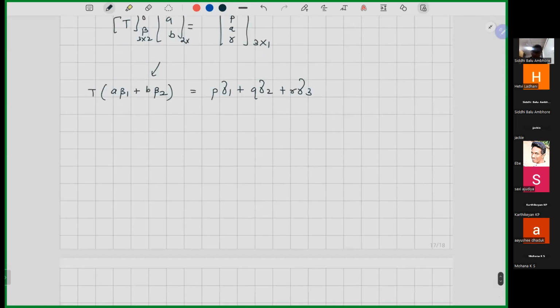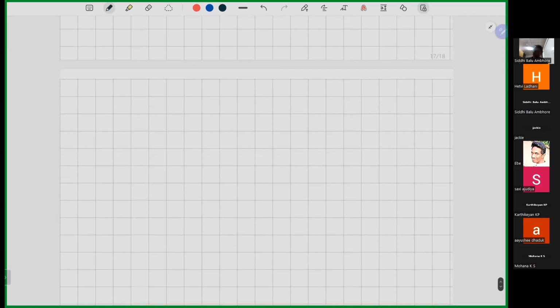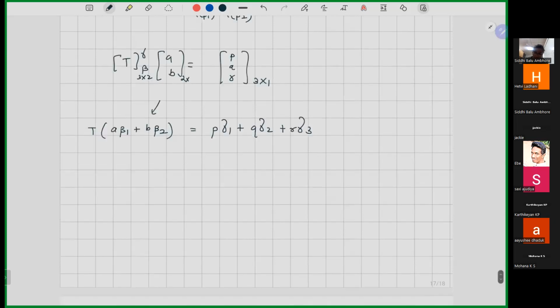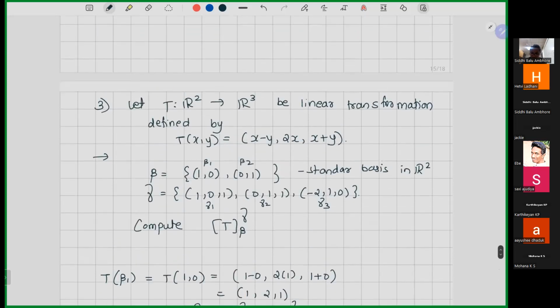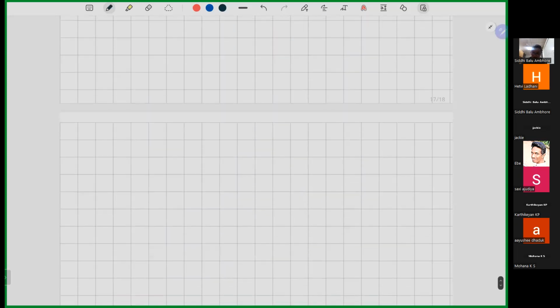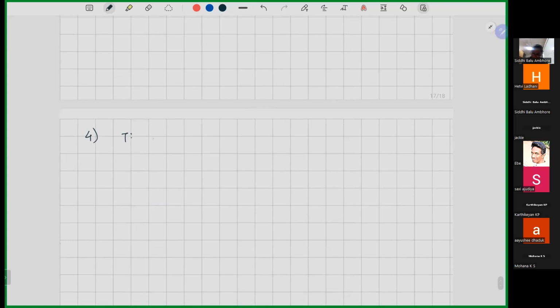Now we again find the linear transformation of this matrix. Just a second. This was the third question, right? This will be the last one. Let T from R3 to R2 be such that T of x, y, z is defined as x plus y, z.